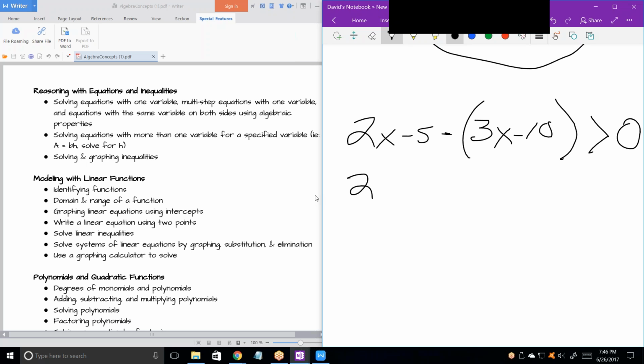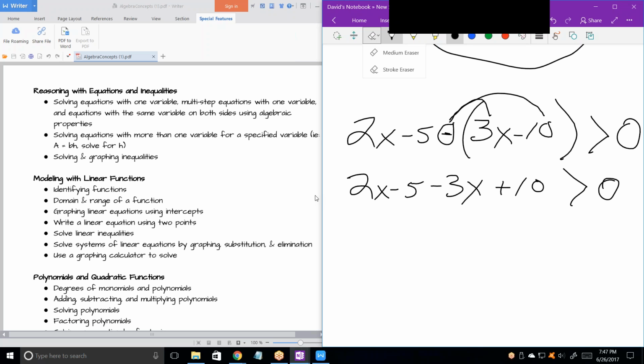2x minus 5 minus 3x minus 10. Hold on. Greater than 0. Close. That negative sign needs to be distributed to that term and also that term. So what's the sign on the 10 going to be? Just plus 10. In other words, that's what happens when I get rid of the parentheses.